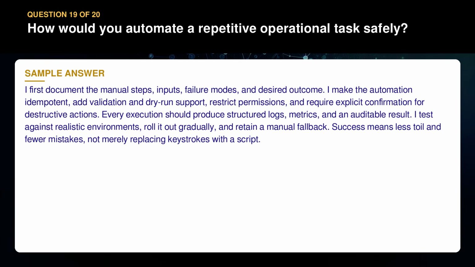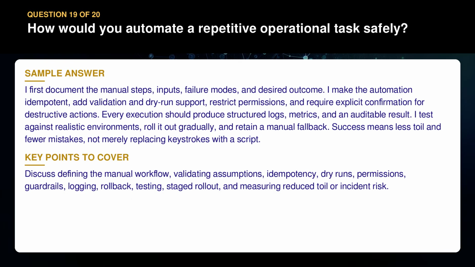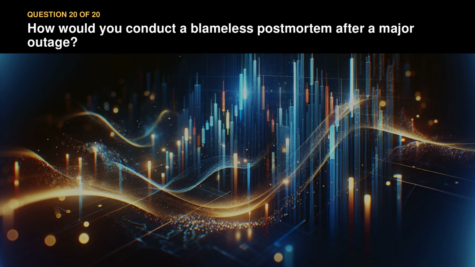Success means less toil and fewer mistakes, not merely replacing keystrokes with a script. Discuss defining the manual workflow, validating assumptions, idempotency, dry runs, permissions, guardrails, logging, rollback, testing, staged rollout, and measuring reduced toil or incident risk.